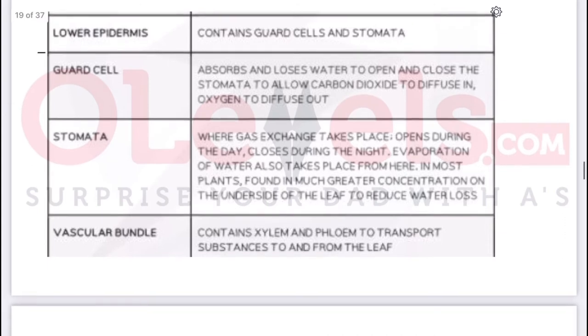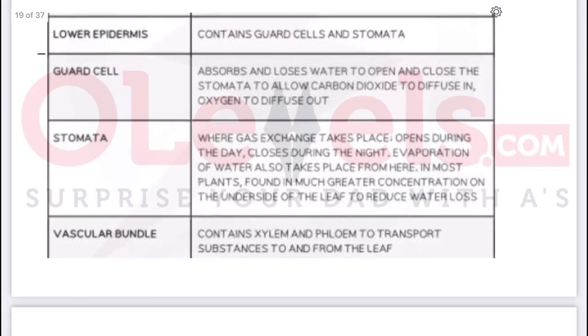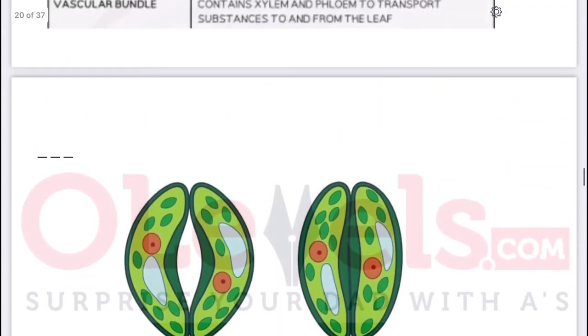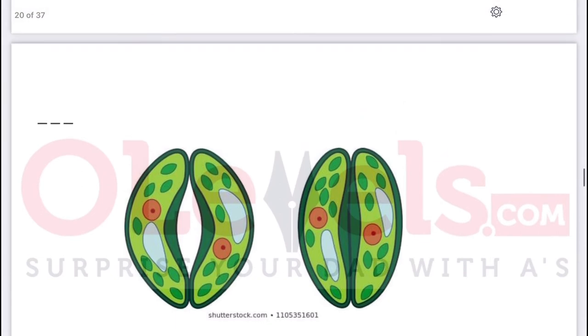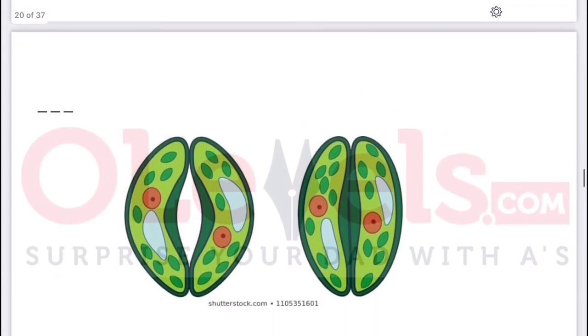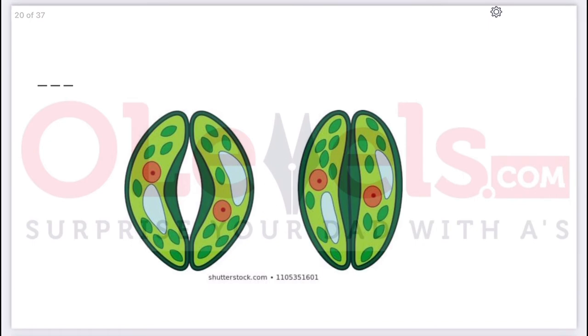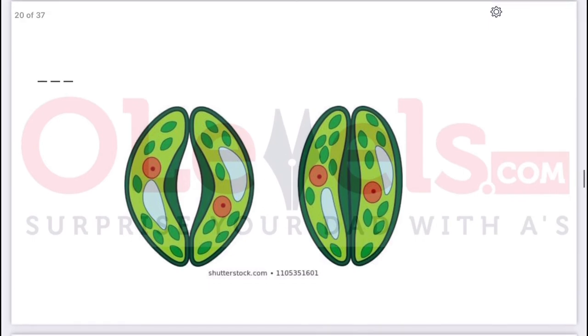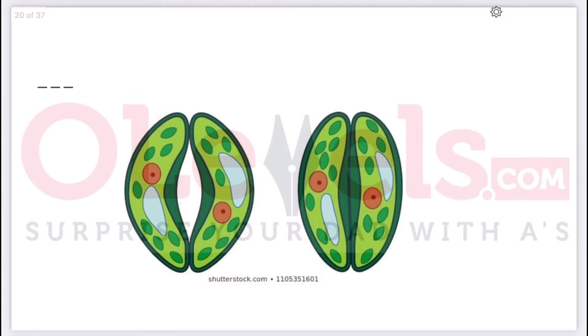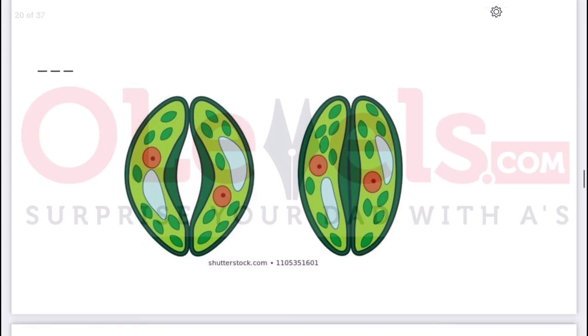Vascular bundle contains xylem and phloem to transport substances to and from the leaf. Okay, so this is how the stomata look. The first diagram shows the stomata open, so when there is a hole, there is a space for the gas to pass through the leaf. And the second diagram shows that it's closed and no exchange of gases can occur.